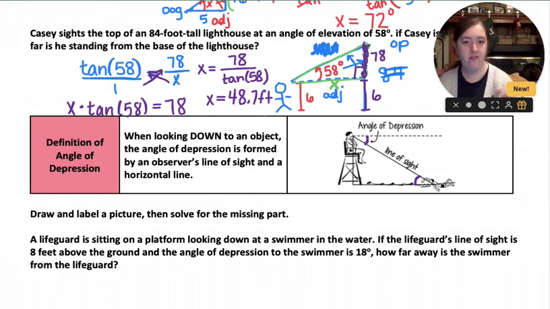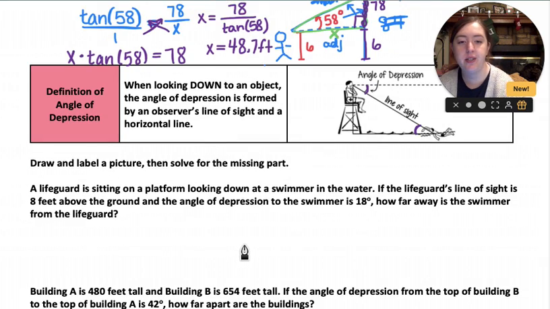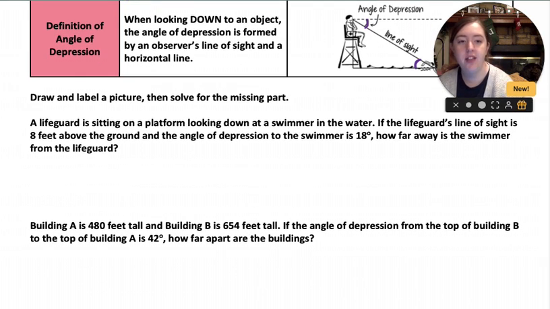So, just fun fact. All right, so a lifeguard is sitting on a platform next to a swimmer in the water. If the lifeguard's line of sight is 8 feet above the ground and the angle of depression to the swimmer is 18 degrees, how far away is the swimmer from the lifeguard?